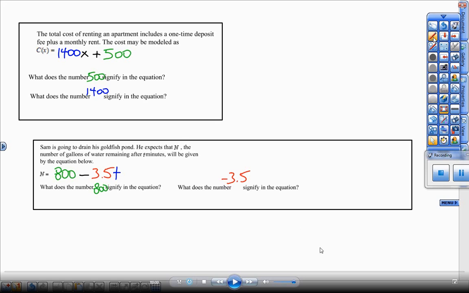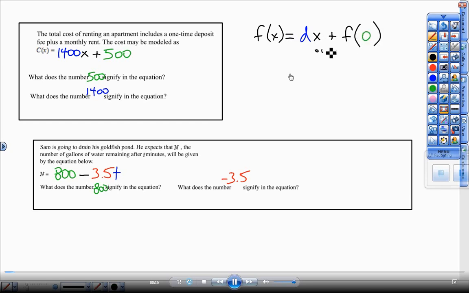So here we go. These first ones are just having you identify parts of the equation. Remember, we're looking at equations in slope-intercept form, or in this function notation, d times x plus the function at the 0 term, or that's the same as y equals mx plus b, where m is your slope and b is your y-intercept. These are equivalent.